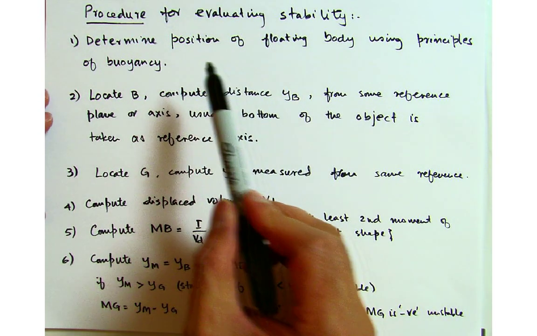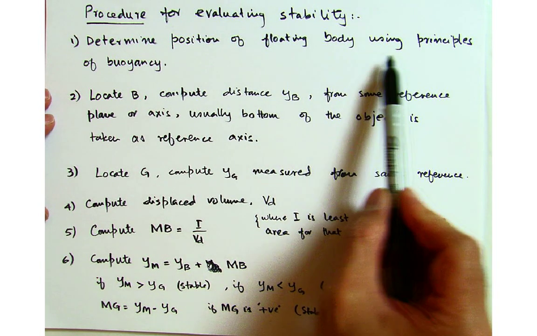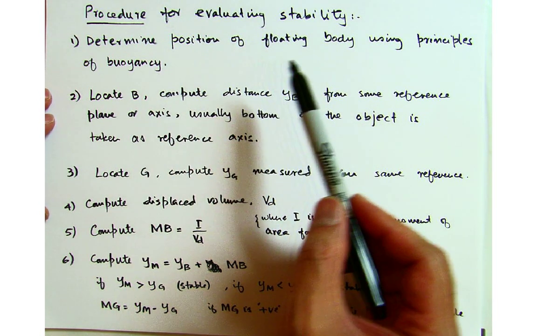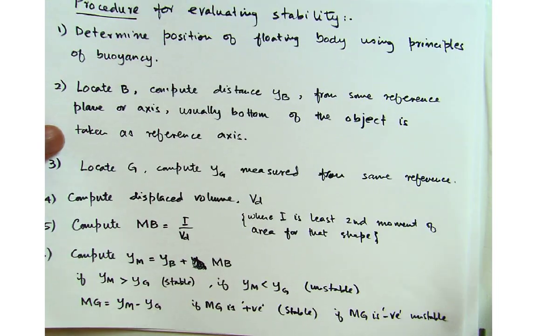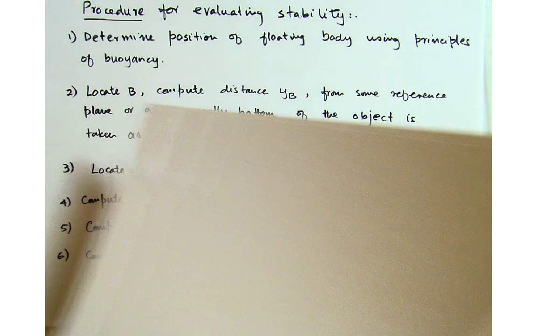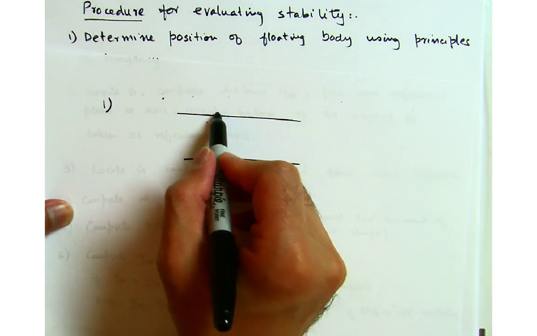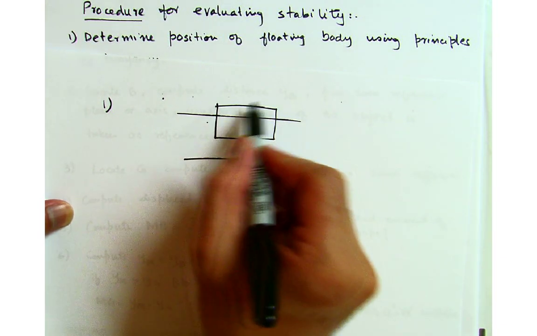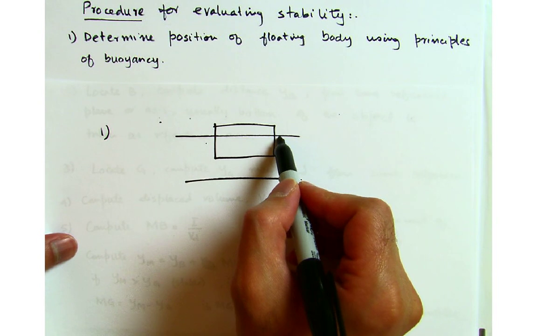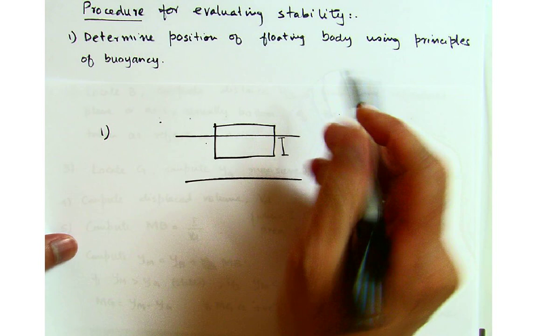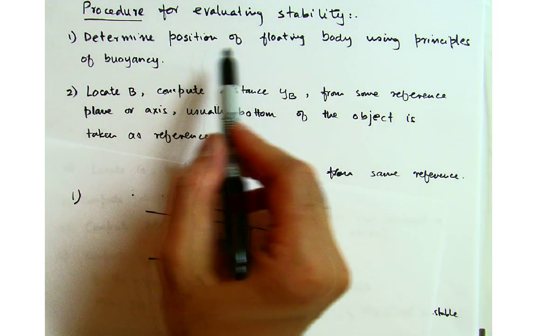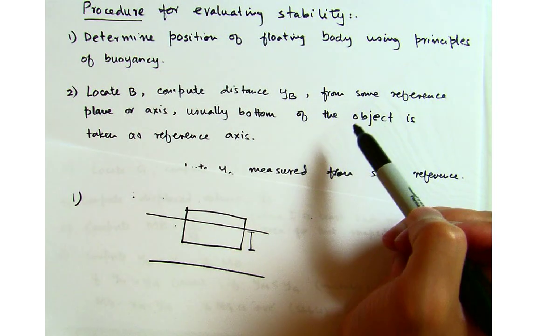What it says is determine the position of the floating body using principles of buoyancy. So the first idea is we need to know exactly, let me draw it over here, how much this object is inside water. From the principle of buoyancy, we can find out how much of it is outside the liquid, but we need to know exactly how much is inside the liquid, and that's to determine the position of the floating body using principles of buoyancy.